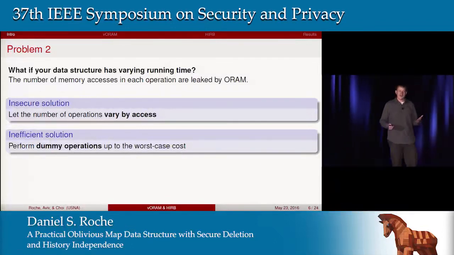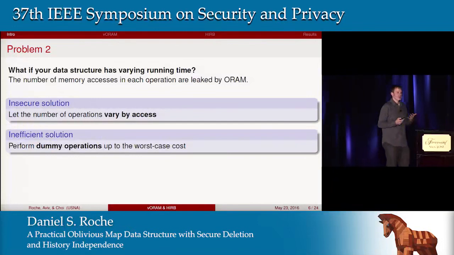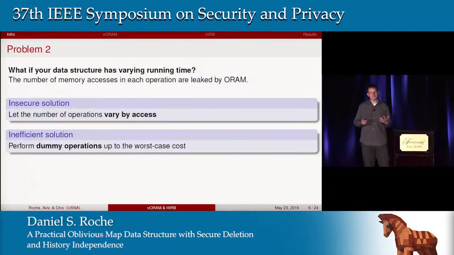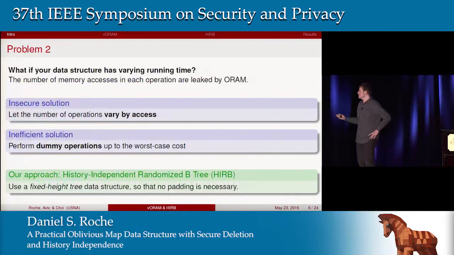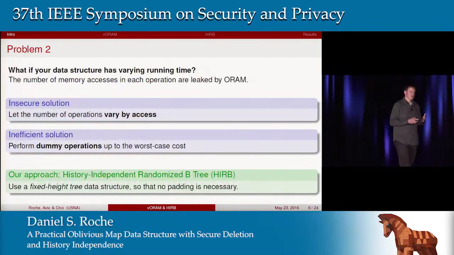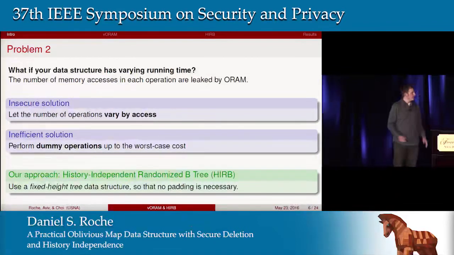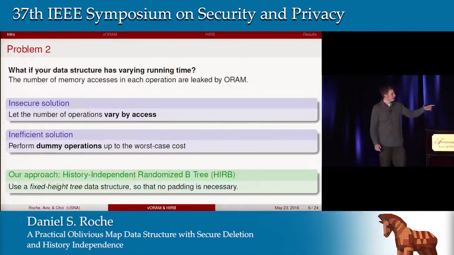But wait, if I allow my data structure to take a different running time depending on what I'm accessing, that's going to break the obliviousness property. So what you have to do is perform dummy operations up to this worst case cost bound. The second thing we're going to see is a new kind of data structure called a HERB tree, with this long title that we'll see what all those parts mean. And it's a fixed height tree data structure.